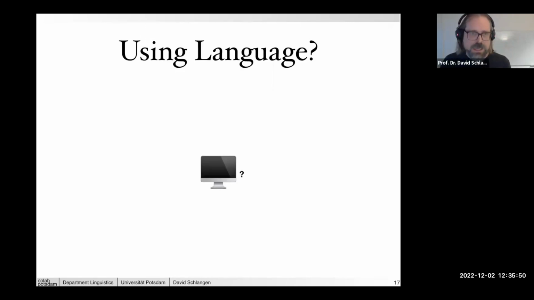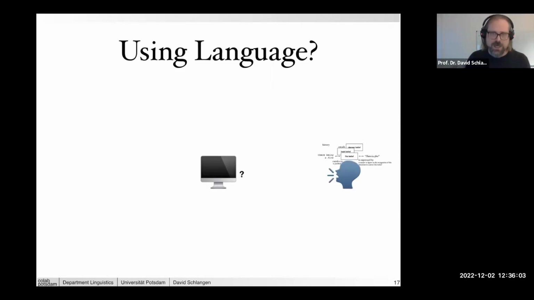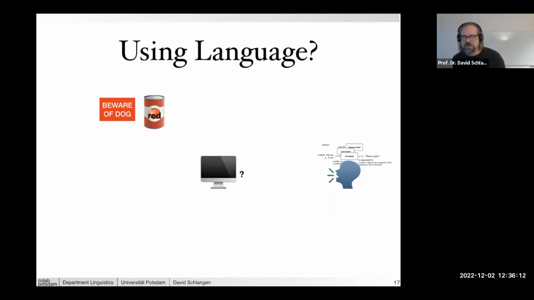So the question is, how do computers use language? What can we compare this to? What is the analogy here? I've already said it's not quite the same way as these connections work in humans. So what is it like? Is it like how signs use language?